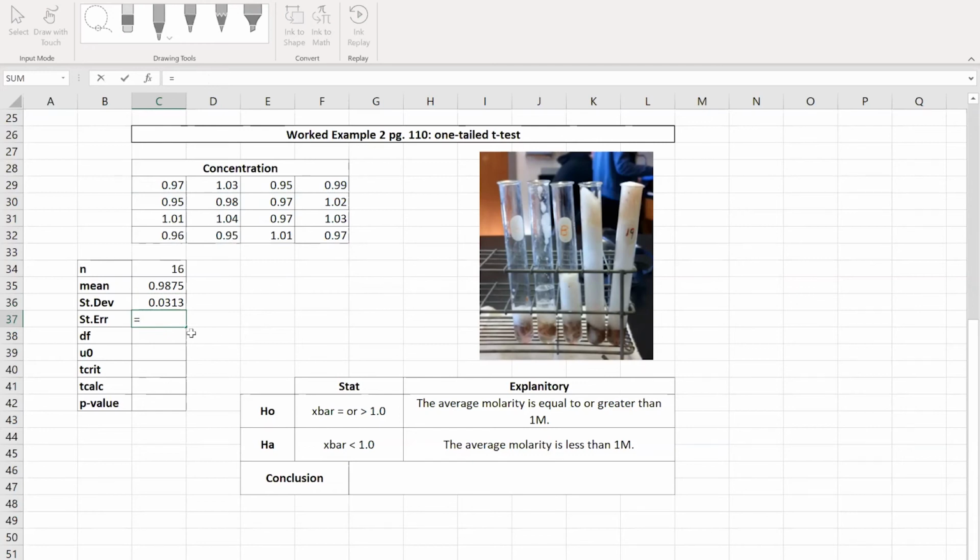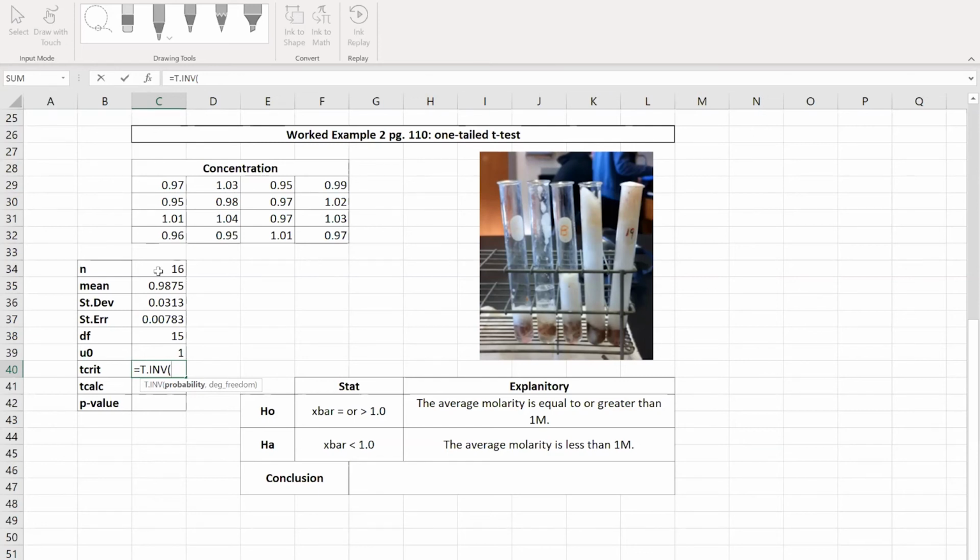Our standard error is our standard deviation divided by the square root of our sample size. Degrees of freedom is our sample size minus 1. Our null mean is 1. Our t-crit we get using t.inv. We're not going to use two-tailed this time because it's not a two-tailed test, it's a one-tailed test. And we're trying to see if our value is less than the other value. This is a left-tailed test.